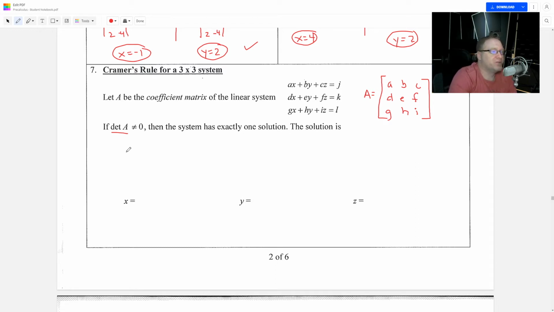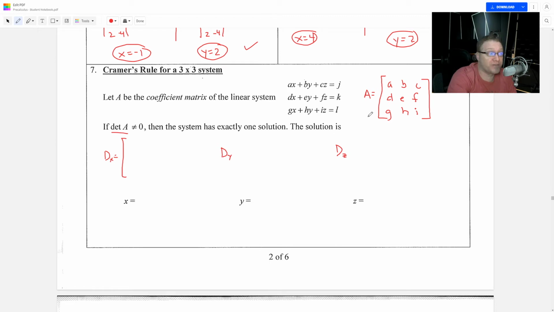We're going to be making 3 different matrices. One we're going to call dx, another we're going to call dy, and the last one we're going to call dz. So pay attention to how to do this. How do we find dx? Well, dx is going to be the same as A.